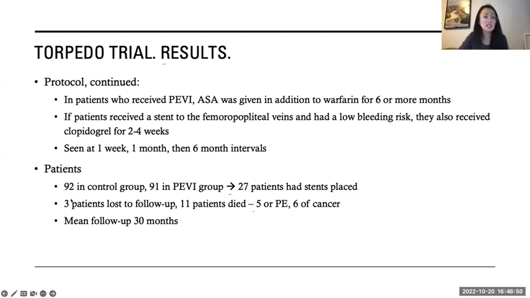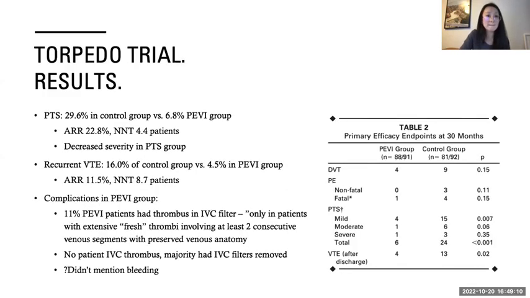In terms of the patients, they were able to get 92 in the control group, 91 in the intervention group, and of those in the intervention group, 27 had stents placed. There were only 3 patients lost to follow-up, and 11 patients did die, 5 of PE and 6 of cancer. There was no significant difference in terms of PE between the 2 arms. The mean follow-up was 30 months.